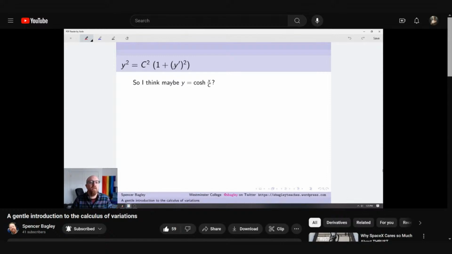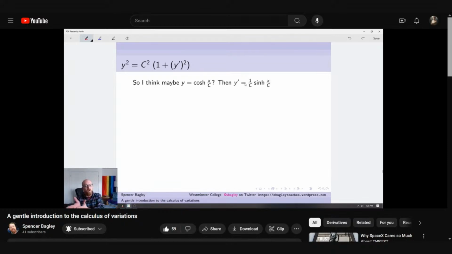No, I'm sorry. If I throw in a sinh here, I probably win. But there's also the c, and then let's see. If this was a sinh, then I think my y would have to be a cosh. I'm going to guess that y is the cosh of x over c. Let's see if that works.